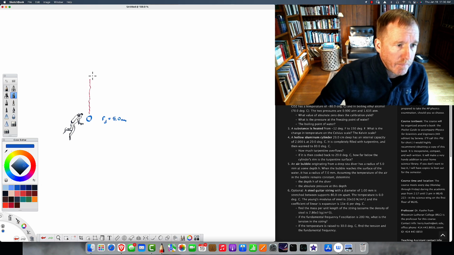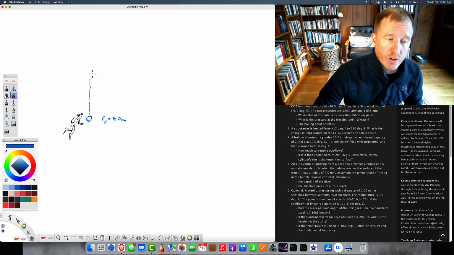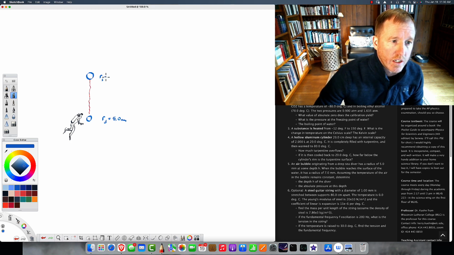Then what happens is this bubble rises up to the top, and by the time it gets to the top, because presumably the hydrostatic pressure, the pressure with which the water around it is pushing on it, has gotten smaller, just before it gets to the surface, the radius is around 7.0 millimeters, and this is right near the surface of the water.